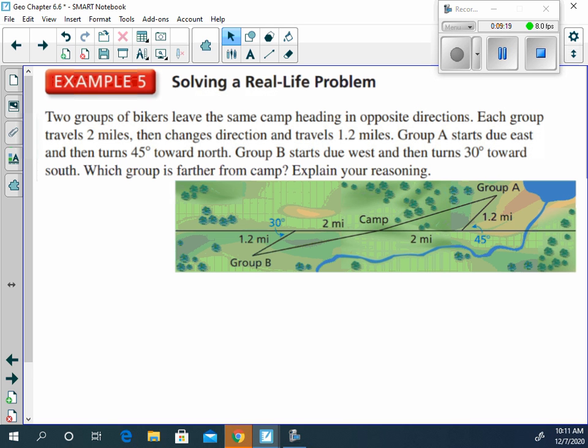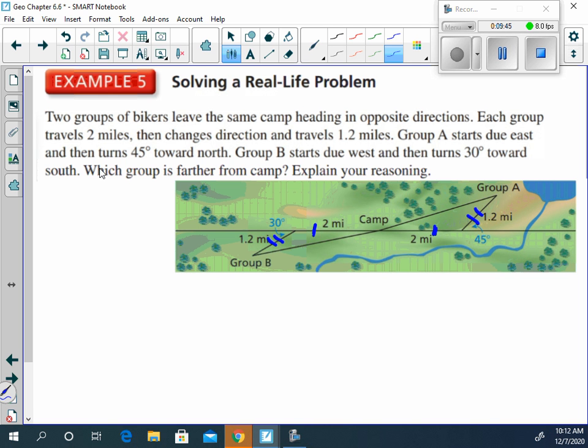Now, two groups of bikers leave the same camp heading in opposite directions. Each group travels 2 miles and then changes direction and travels 1.2 miles. So what we're saying is these here are the same and these here are the same. So I have two triangles with two congruent sides.